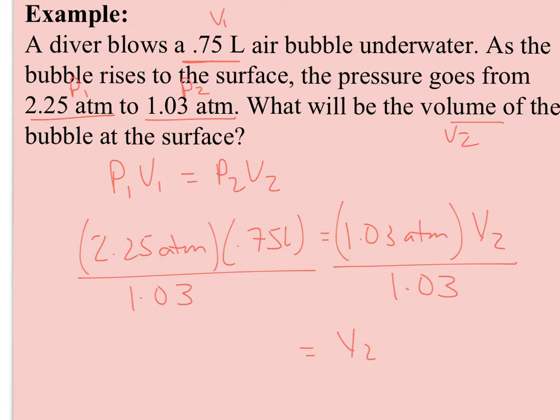As I'm plugging this in, I like to think about what logically should be happening. My pressure's decreasing, so if there's fewer collisions, that would indicate the volume should be bigger. When I plug this in, I come up with an answer of 1.64, and my label has to match the label of the original volume, which was liters, so that would be 1.64 liters. So my volume did increase, just like I would anticipate.